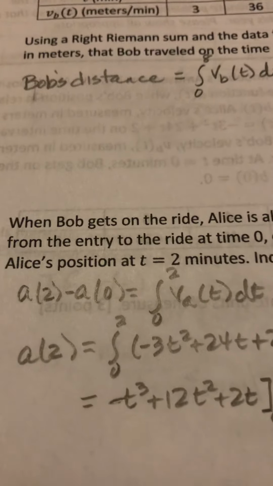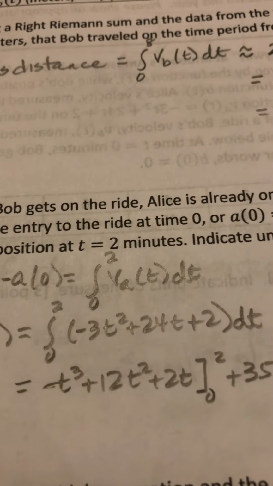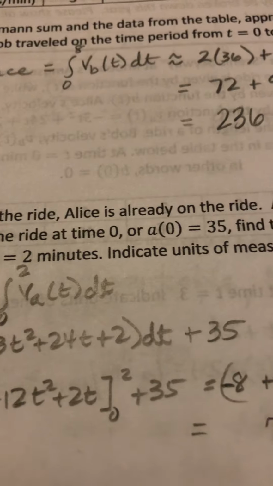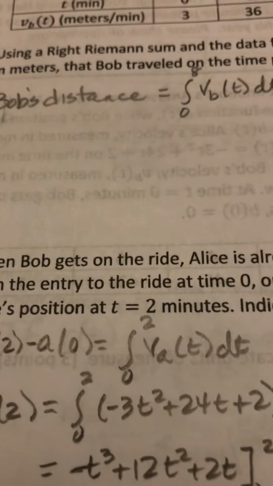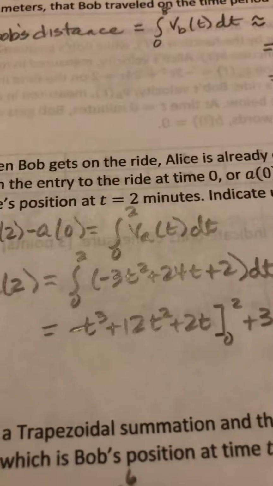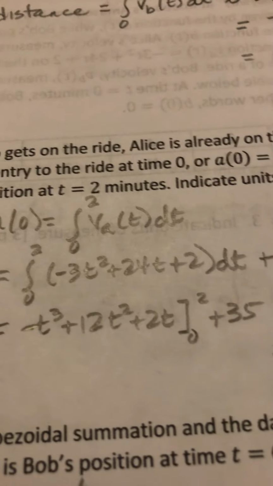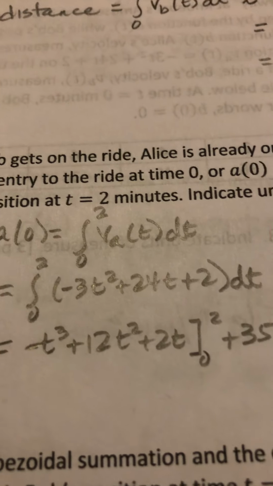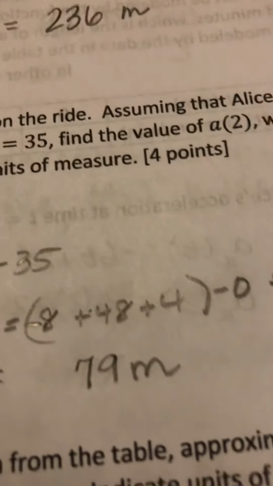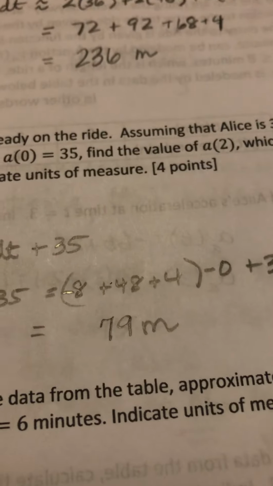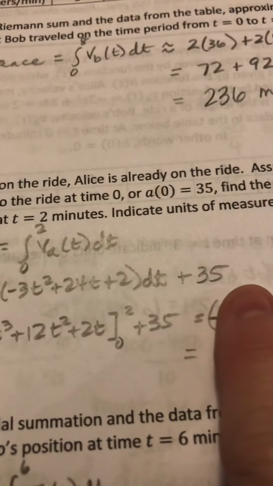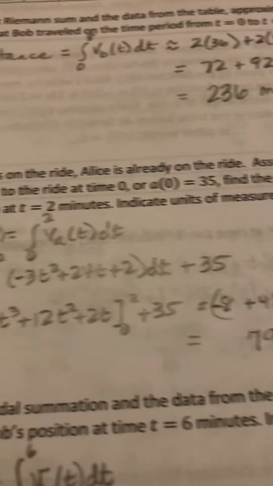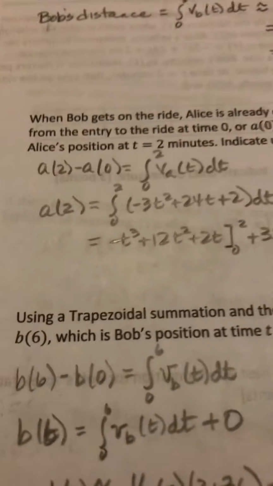So rewriting, her position at 2 is the integral from 0 to 2 of the negative 3t squared plus 24t plus 2 dt plus her A of 0, so plus 35. We do that integral, and you can use your calculator, or you could use Math 9 and evaluate, or work the whole thing out. When we work it all out, we get 79 meters. If you're using your calculator and do Math 9, you write this line here and then just equals 79. You can put this into your calculator.